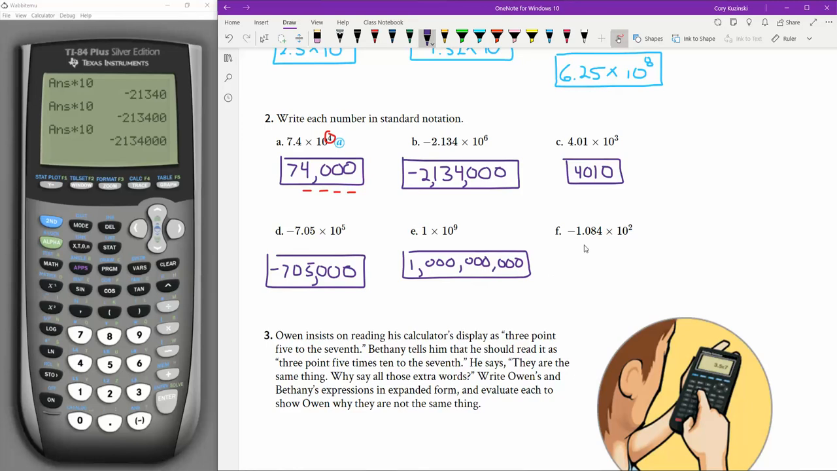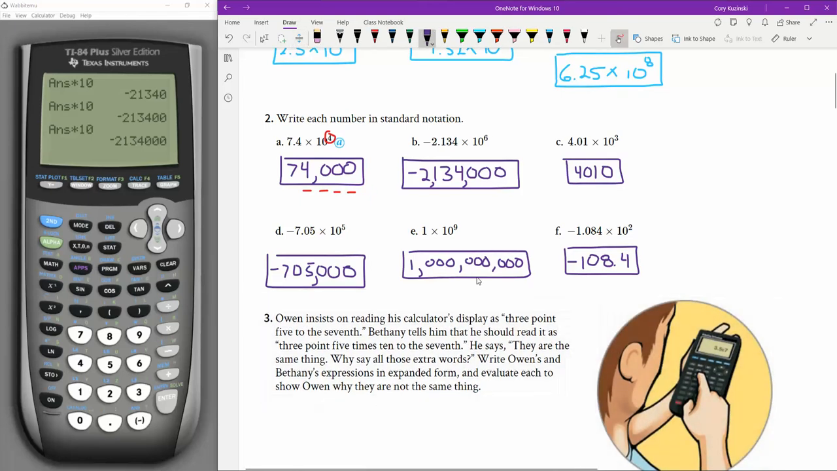And -1.084 times 10 squared. This is, we got to move the decimal place 1, 2 spots. So this is actually still a decimal. You're only multiplying it by 100. That's what 10 squared is, which is going to move the decimal place 2 spots to the right.